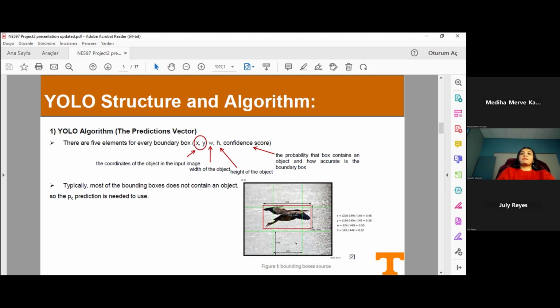A bounding box is an imaginary rectangle that serves as a point of reference for object detection and creates a collision box for that object in image processing projects. Typically, most of the bounding boxes do not contain an object, so prediction is needed.